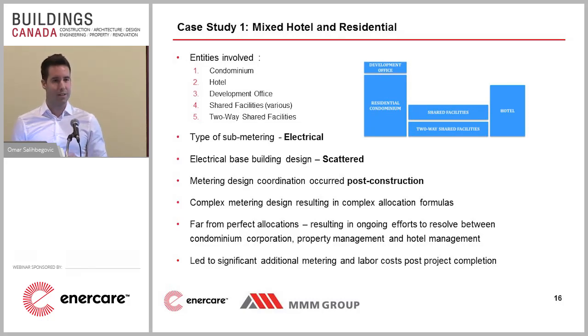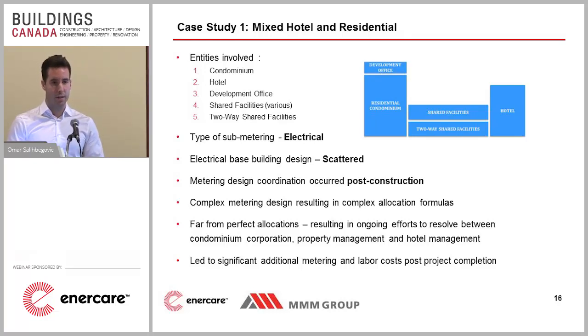I'll pause there, because I know that it's kind of a ridiculous model, right? Because square footage doesn't tell you a lot about usage and who's using more or less, right? So the developer came to us after the building was already completed and said, okay, we've been working with hotel management, with the condominium corporation, property management, everyone sitting around the table.